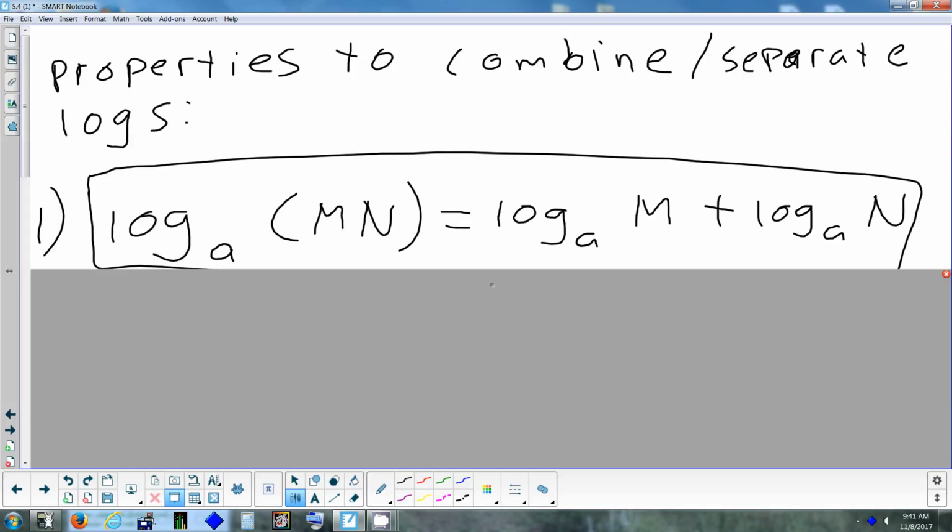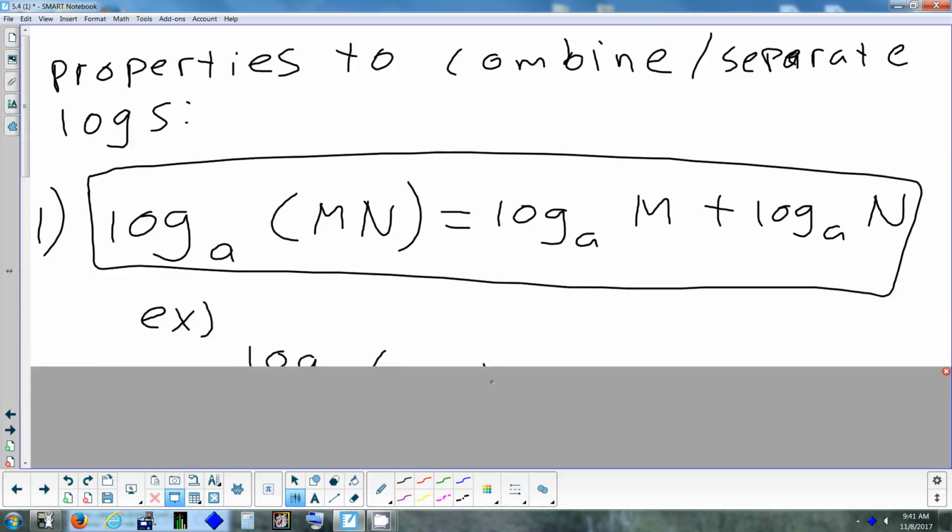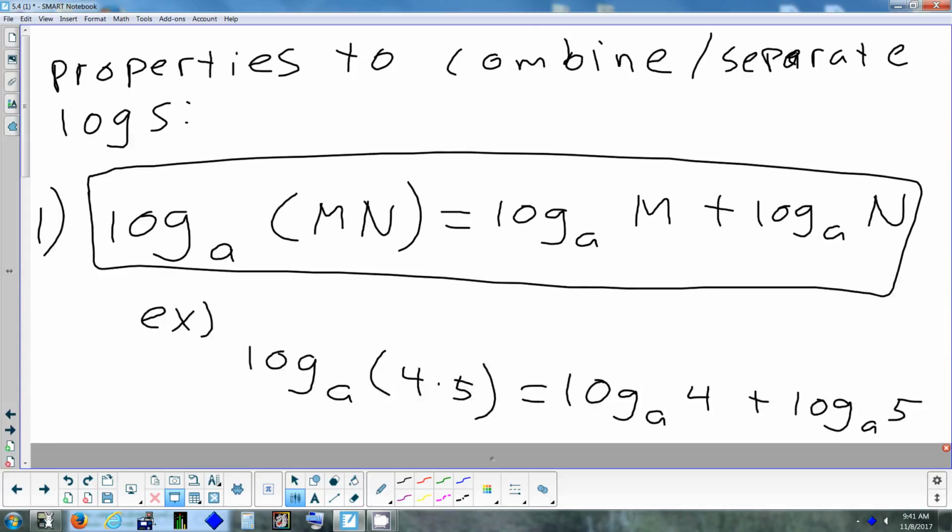Now, I only did it for 2, m times n. But if you had m times n times x, you could add another sum onto the end of it. So it works for as many factors as you have. As many factors as you have in the parentheses, that'll dictate how many terms you have that you're summing together. So there's an example with numbers. This one I'll show you.